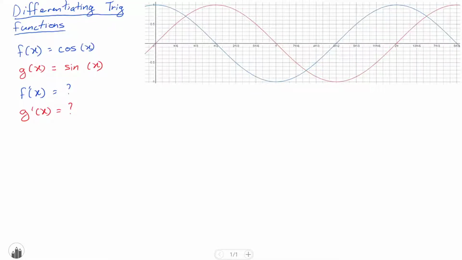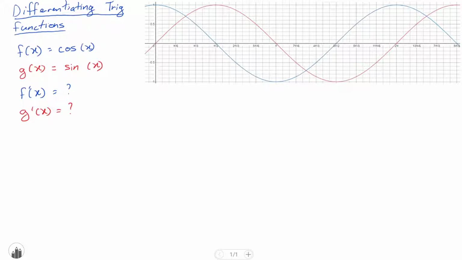In this video, we're going to find the derivatives of cosine and sine functions, and we're going to try to build a little bit of an intuitive understanding of how these functions' derivatives can be found. Now, to start out with, what does the derivative of any function tell you? Well, it tells you what its gradient is at any point of x.